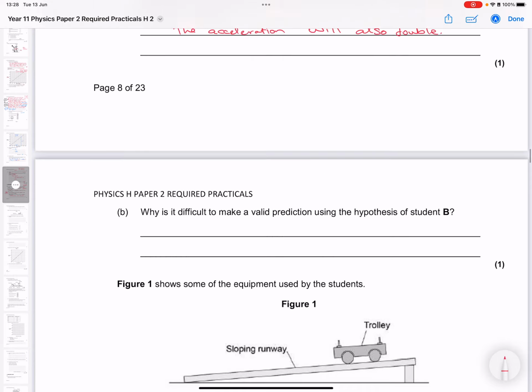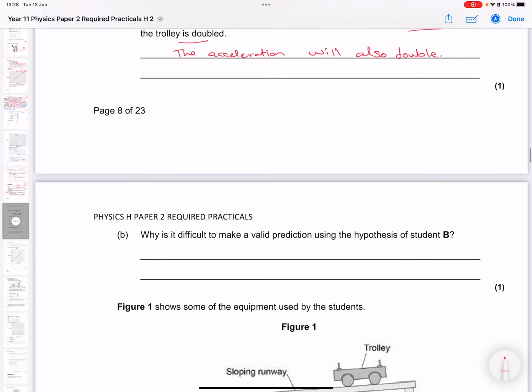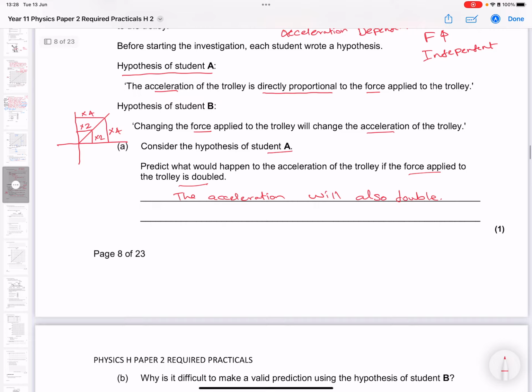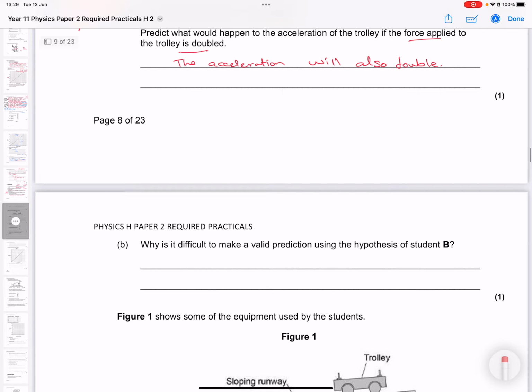Okay. Why is it difficult to make a valid prediction using the hypothesis of student B? Student B says changing the force applied to the trolley will change the acceleration of the trolley. So they didn't say how it changes. In science, you should be more precise. You need to say whether it's increasing or decreasing.